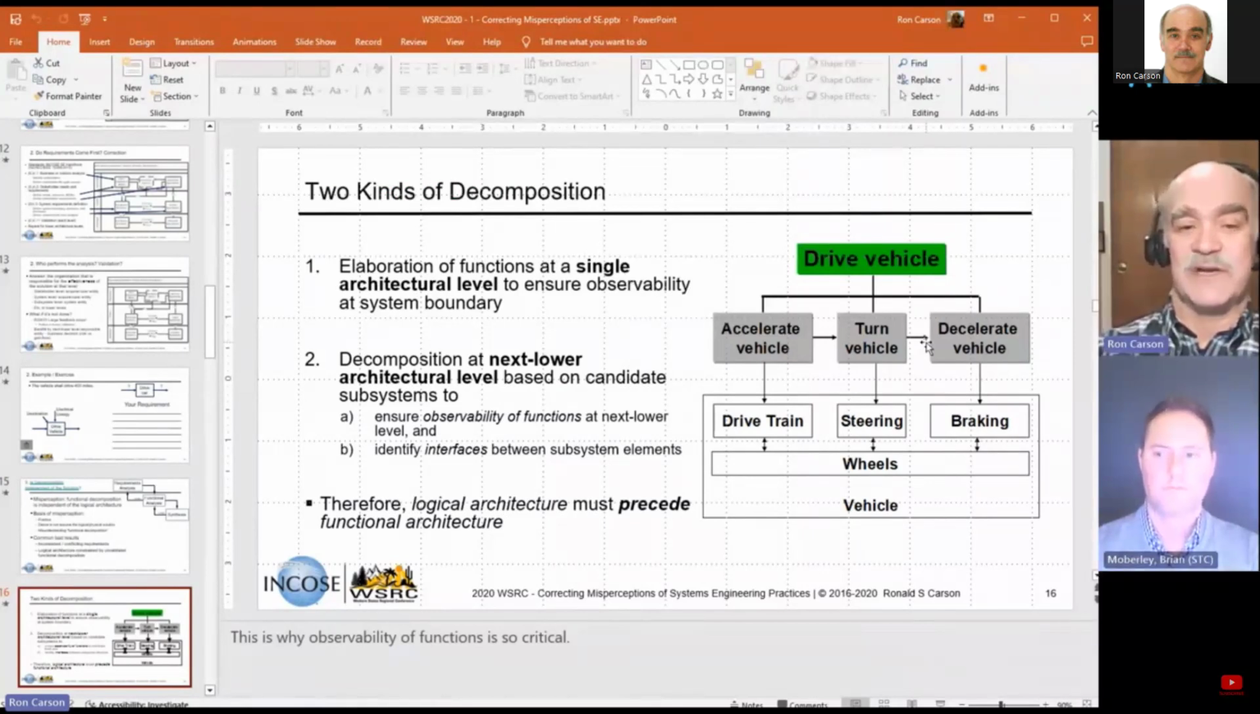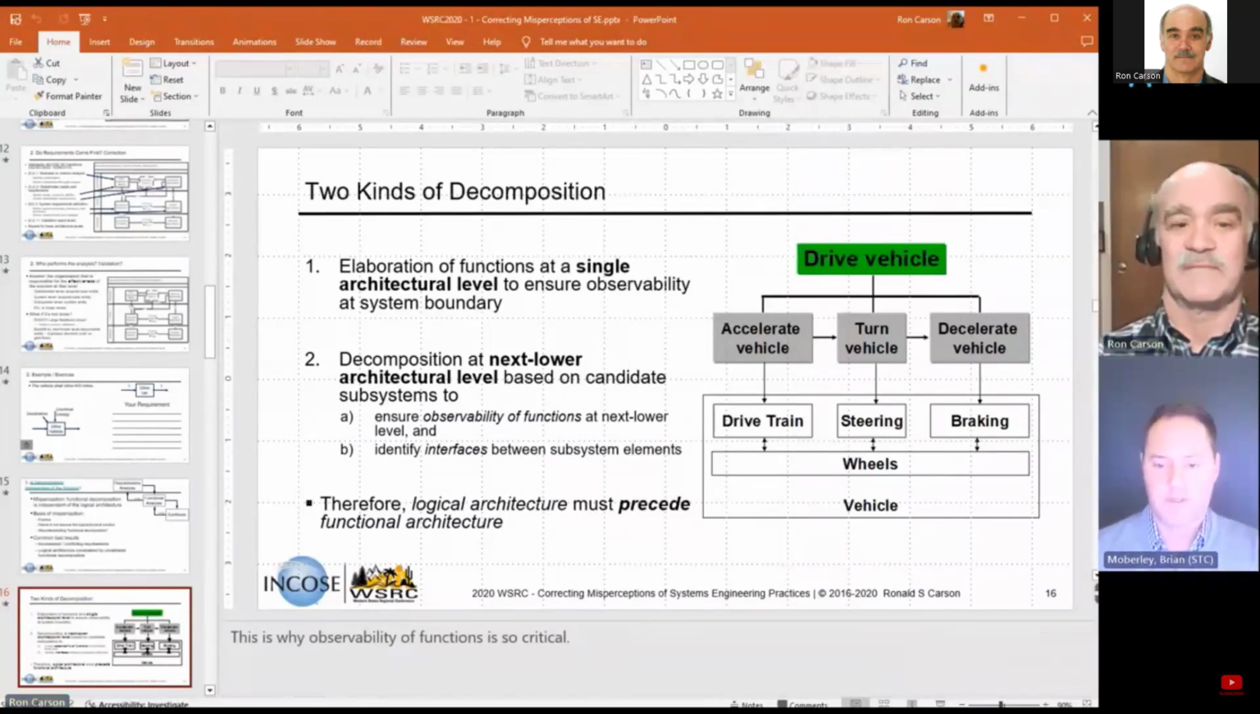So this is why I say logical architecture has to precede the functional architecture, and we should always have a set of trial architectures, not just a single one. And each of those trial logical architectures will yield different functional decompositions. So that's the short pitch on this problem of two different kinds of decomposition.